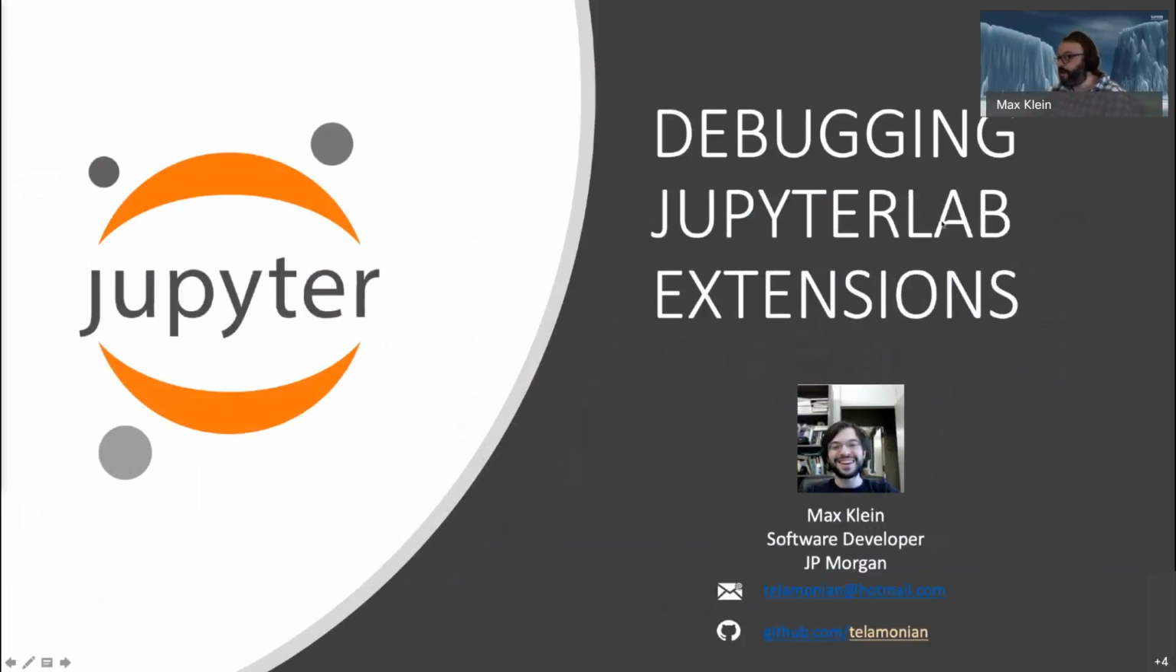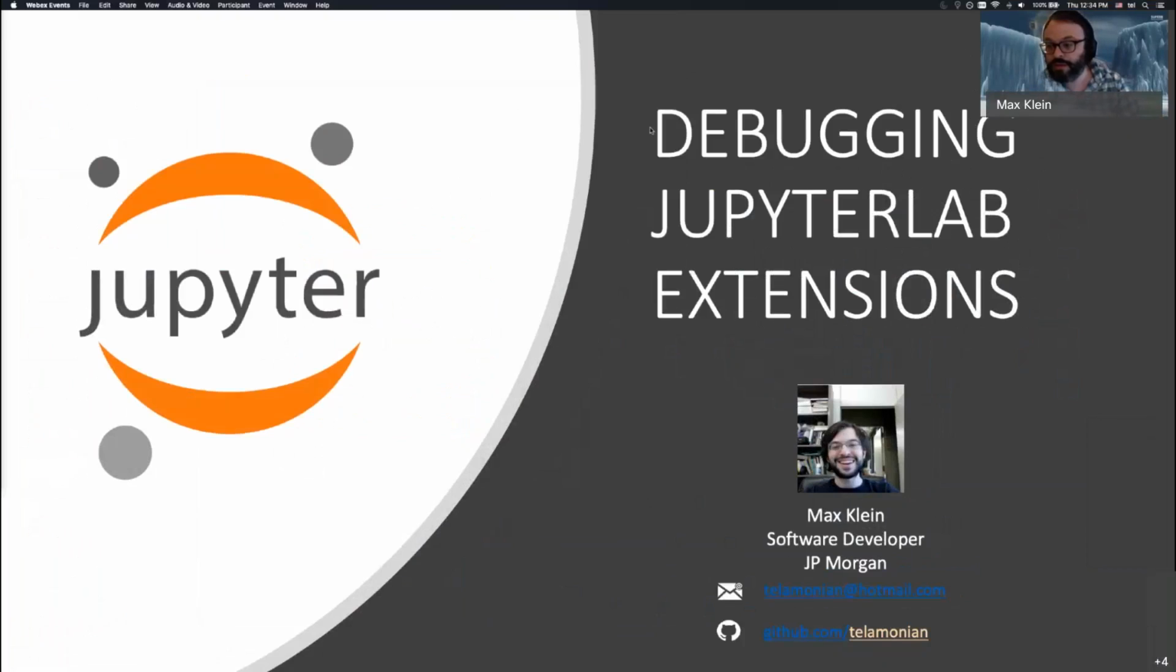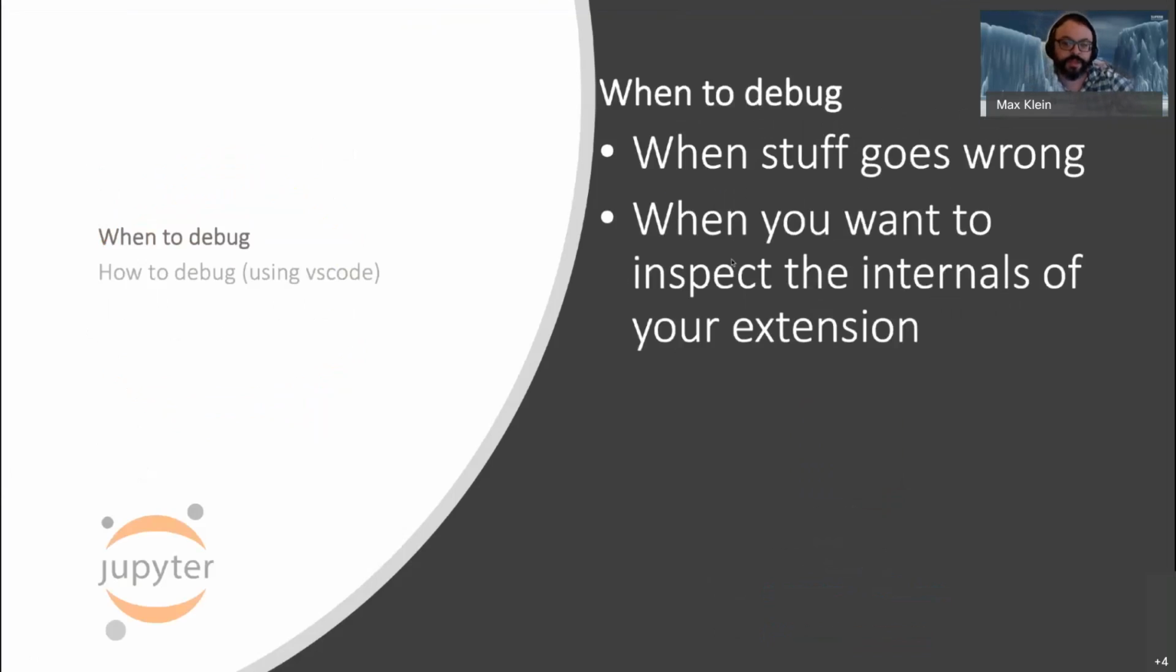Okay, so my part of this is teaching you all how to use VS Code to handle any problems you might run into during extension development, how to set breakpoints in your code. So the first thing is, when should you try and apply these debugging techniques? Essentially it's when stuff goes wrong. That's maybe the main thing, or just when you want to see what's going on in your code while it's running.